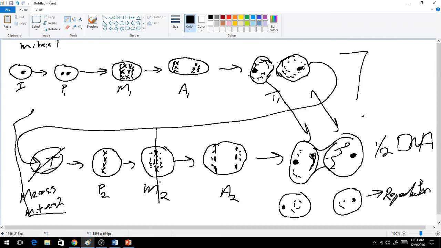Mitosis is pretty much always just mitosis. The difference with meiosis is there's no second interphase. Again, no second interphase, no replication. And we go directly into a second prophase. Remember, this is a second telophase.